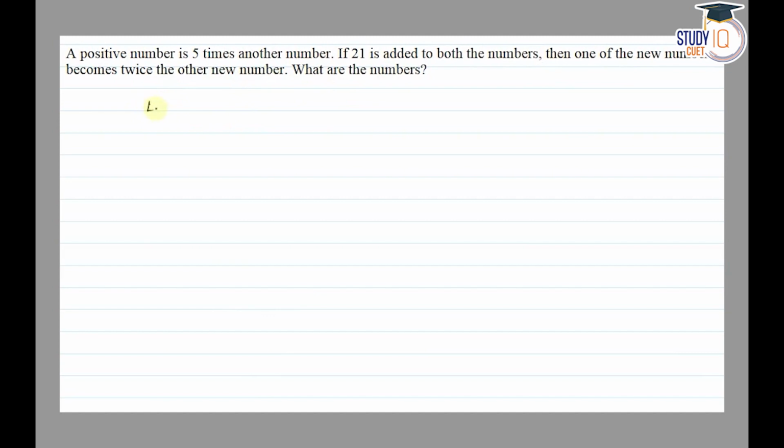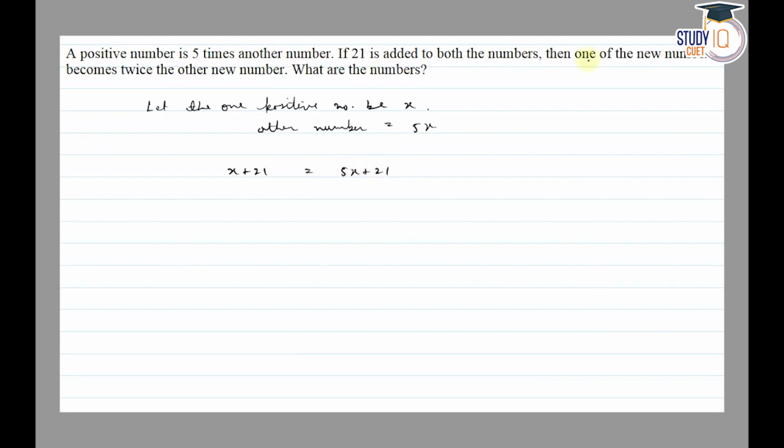So let the one positive number be x. So the other number is equal to 5x, as given, it is 5 times. Then according to the question, x plus 21 and 5x plus 21.